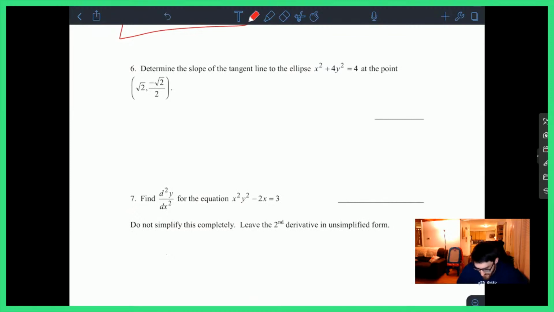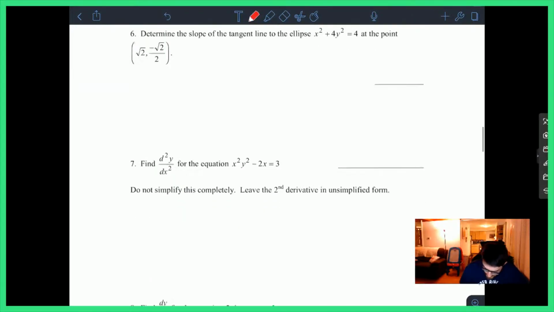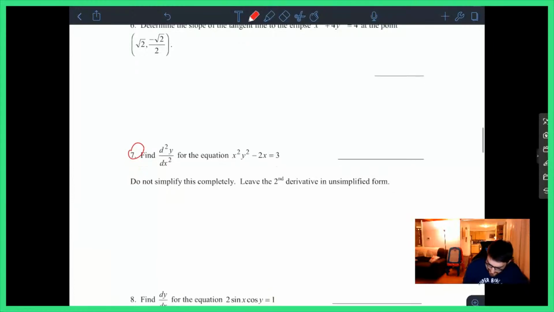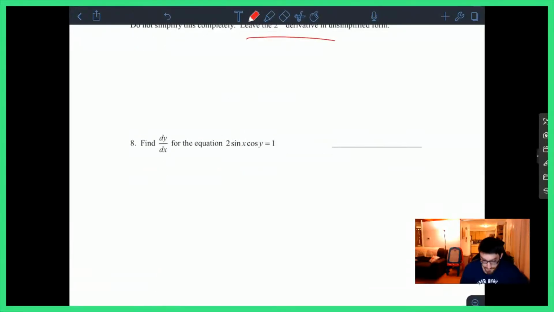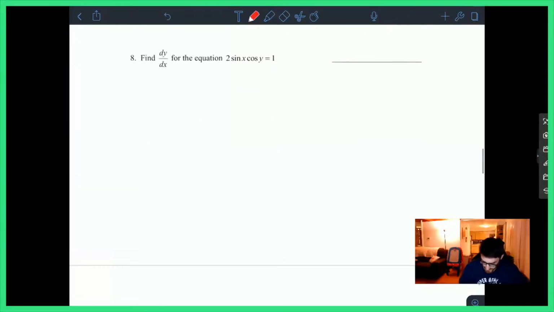Slope of the tangent of the ellipse at the point square root 2 comma negative root 2 over 2. So that one's nice. It's not asking you to build a tangent or a normal. You just have to take the derivative. That's a good one. We did number 7 in one of my classes. It proved to be just a very long algebraic process, but it's not too bad because you didn't have to simplify the second derivative. Let me know if I pass one you'd like me to do. This review session is completely for you. Number 8, the 2 sine x cosine y equals 1, finding the equation of the derivative.